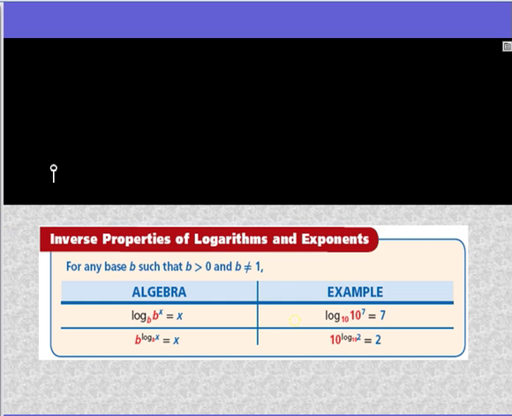So log to the base b of b to the x is just x, and that makes sense. So 10 squared equals 100. So if we have the log of 10 squared, which is 100, it's going to be 2.